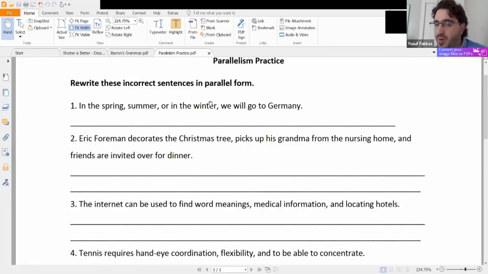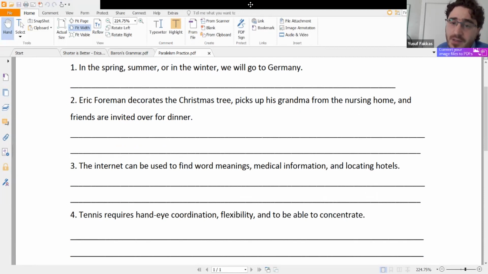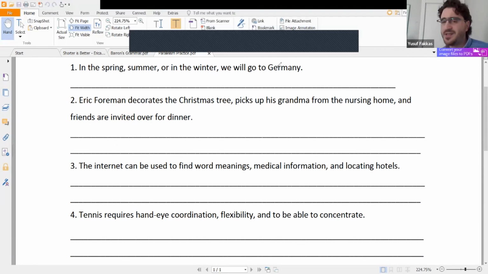Let's start with this worksheet, okay? As you can see first, here we have sentences and they're telling us in each sentence there's something wrong in parallel structure and we have to fix it. So let's look at the first one. In the spring, summer, or in the winter, we will go to Germany. First of all, let's just decide what is this about? Verb form, verb tense, active, passive, phrases versus words. What is it about? Phrases versus words.